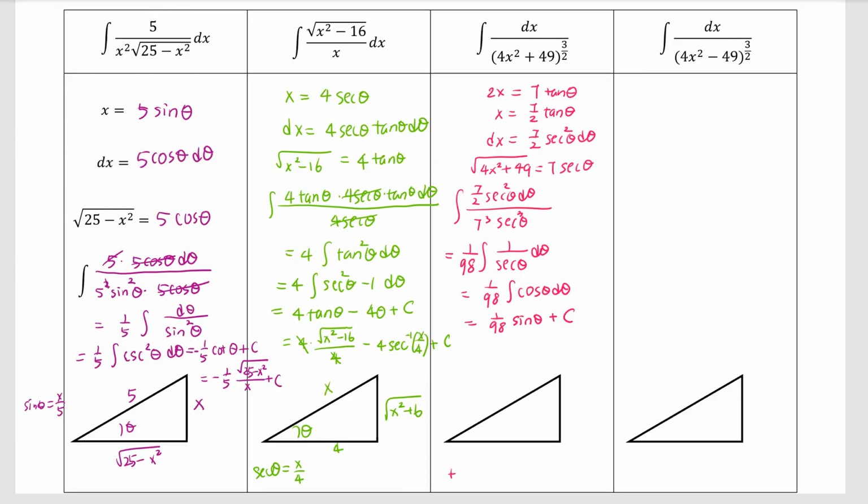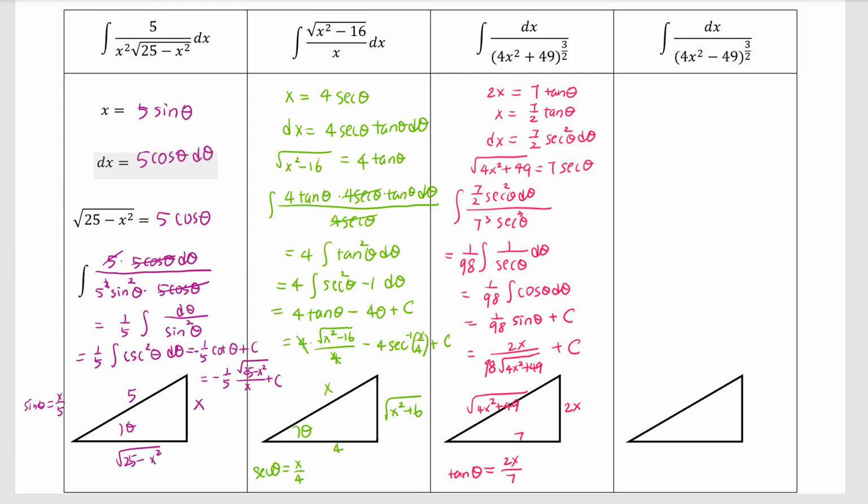The integral of cosine is sine theta. And what do we have? Tangent theta is 2x over 7, so this side is 2x, this is 7, and this hypotenuse is the square root of 4x squared plus 49. So sine theta is 2x over the square root of 4x squared plus 49, plus C. So far, so good, everybody?